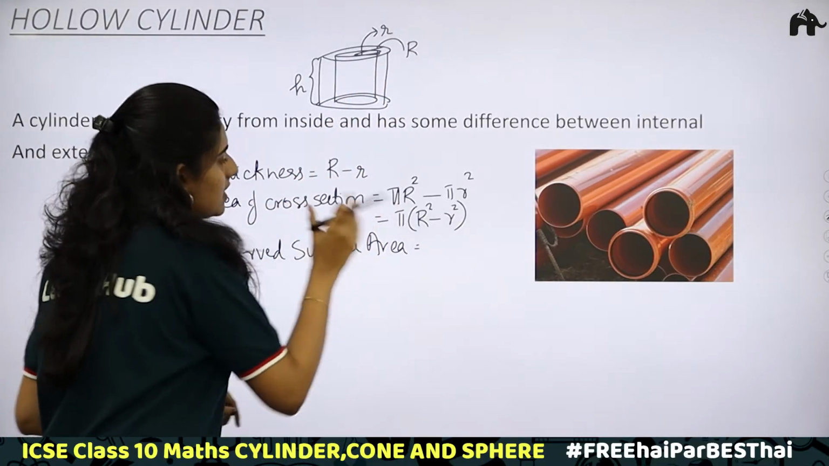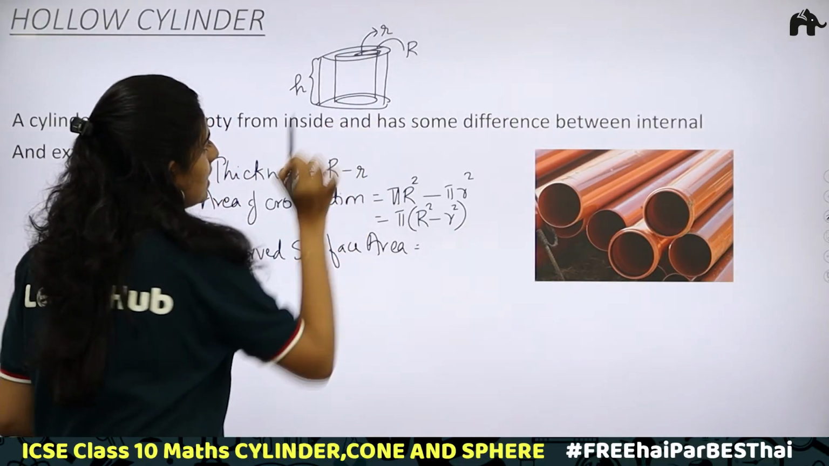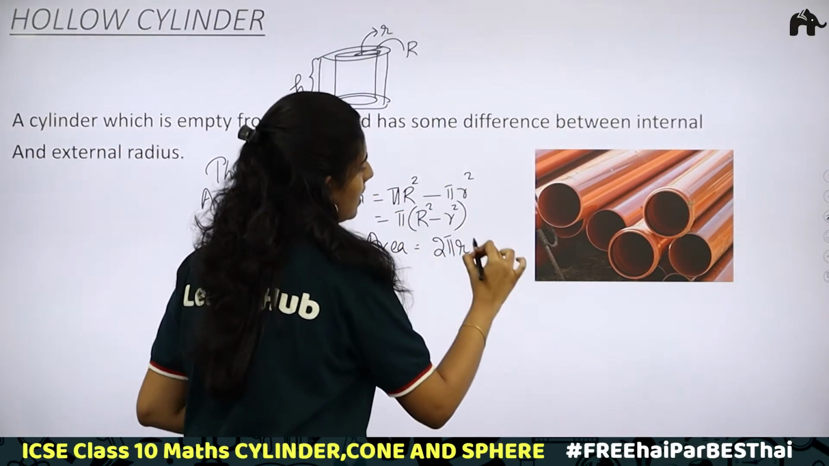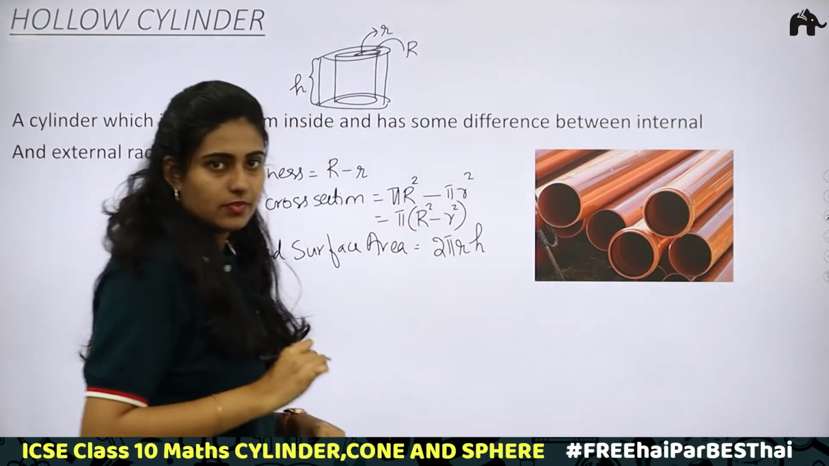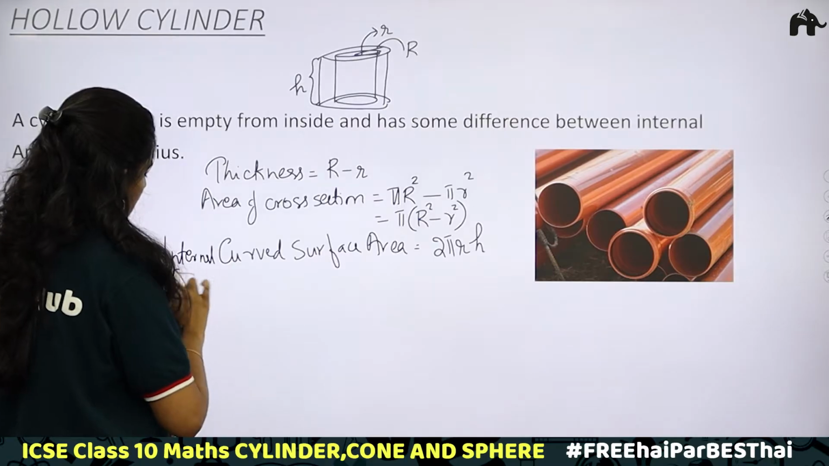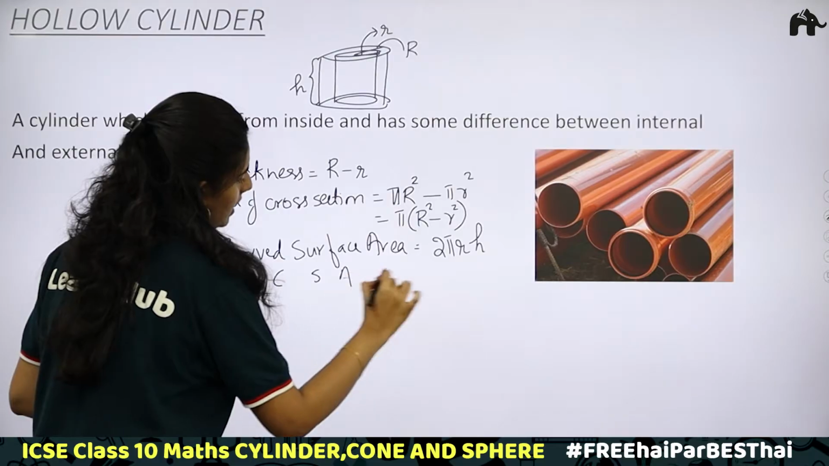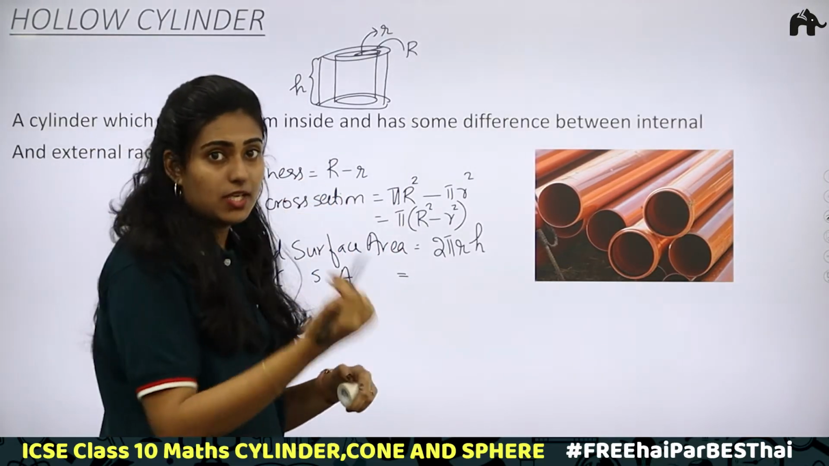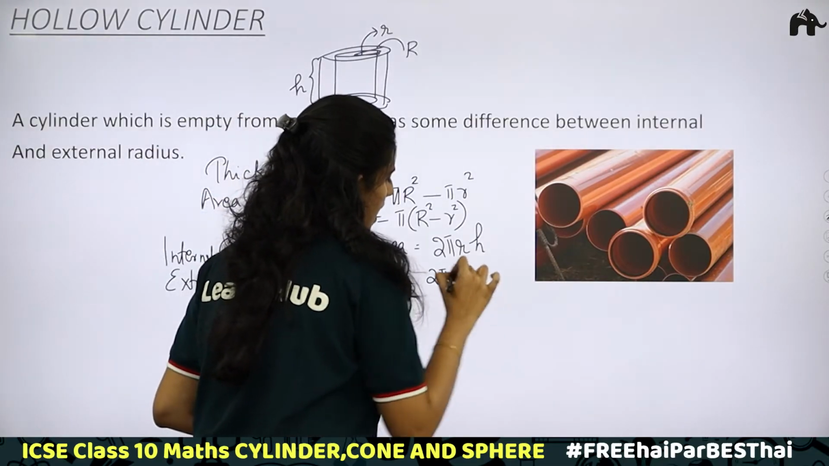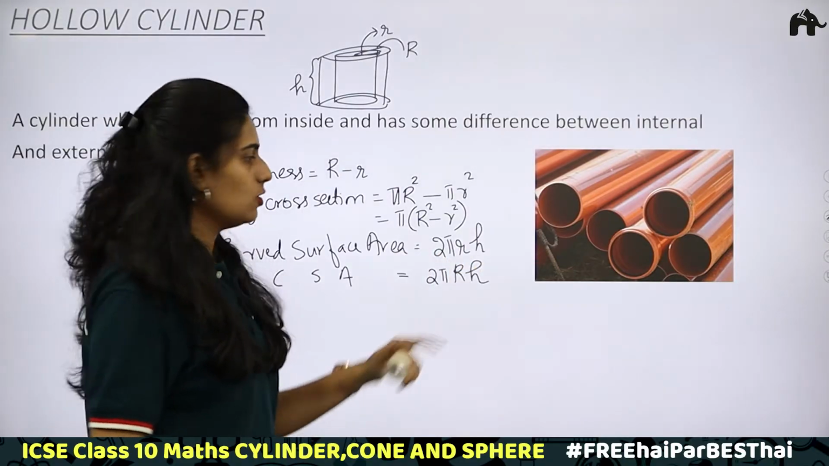How to find the curved surface area? Curved surface area is perimeter into height. For the internal circle, the perimeter will be 2 pi small r into height, which is h. Okay, which is the internal curved surface area. Now, when it comes to external curved surface area, it will be equal to perimeter of the external circle, which is 2 pi capital R into height h.